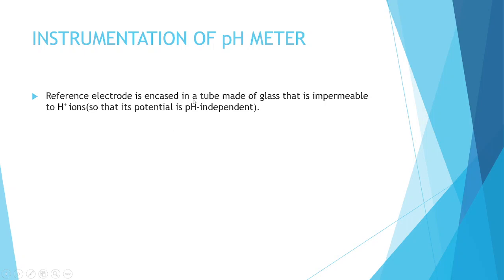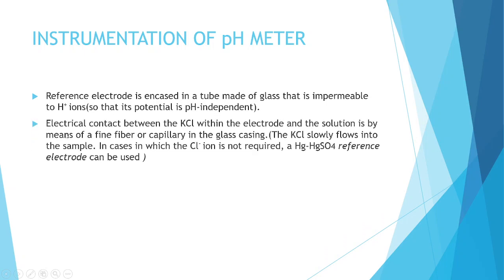Reference electrode is encased in a tube made of glass that is impermeable to hydrogen ions, so that its potential is pH independent. Electrical contact between KCl within the electrode and the solution is by means of fine fiber or capillary in glass casing. The KCl slowly flows into the sample. In cases in which chloride ions are not required, Hg sulfate reference electrode can be used.